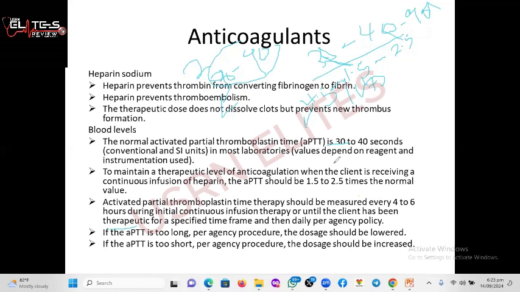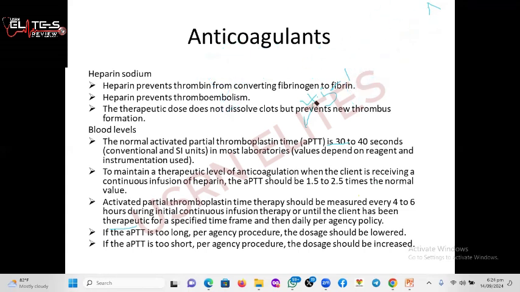So if it is too long, it means that you check it and it's above 90 or 100, you need to lower it. If it is too short, that means that it is less than 45. That also means that you need to increase the dose of the medication. So that is on heparin and APTT, and all that I want you to understand today. In case you've been struggling to get the understanding, you can pick it from here.